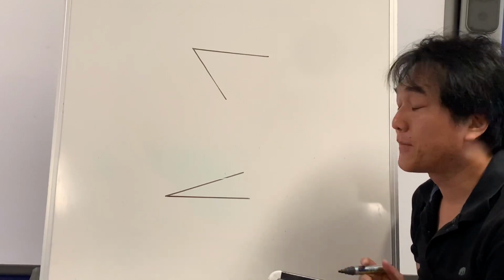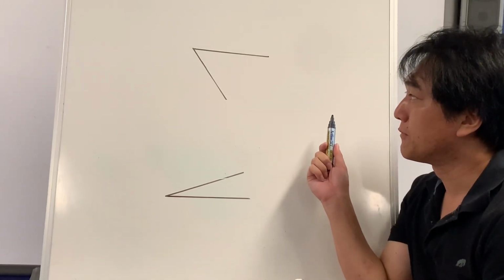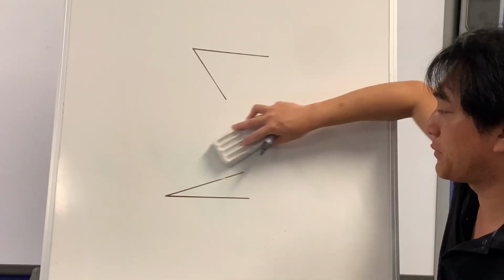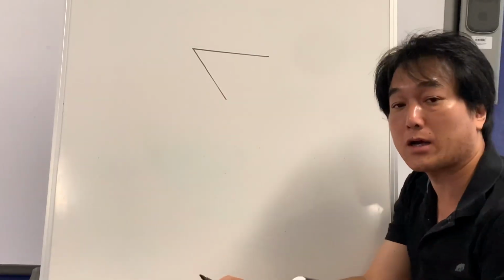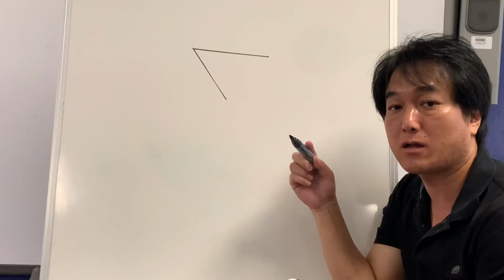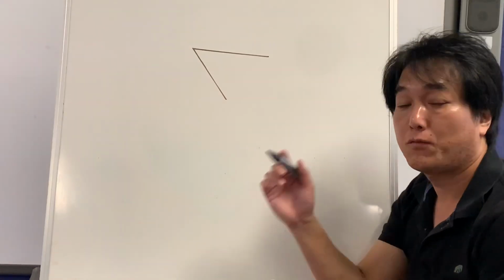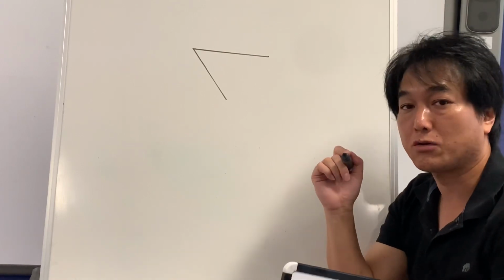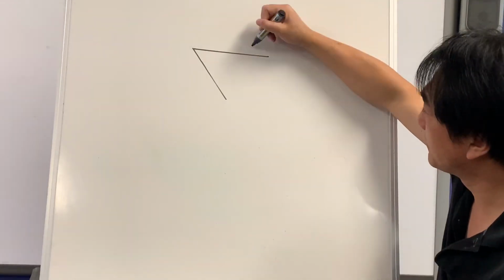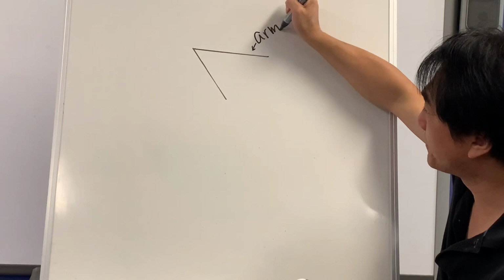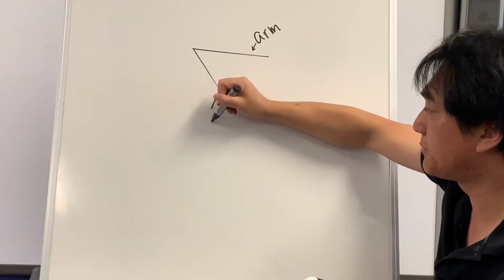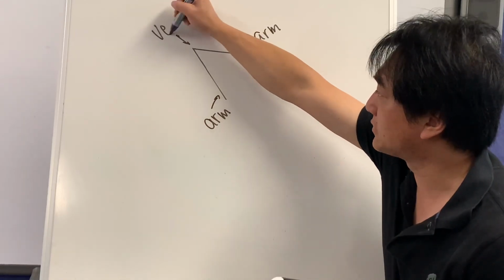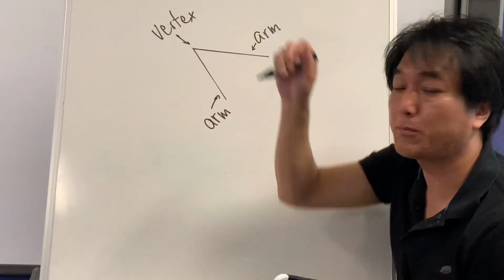So welcome back. Well, a lot of people might have thought this was a larger angle. So what makes the angle larger? So before we talk about the size of the angles, there's a few things we need to know. So this is called an arm. This is also called an arm. And this is vertex. It's a pointy bit, right?